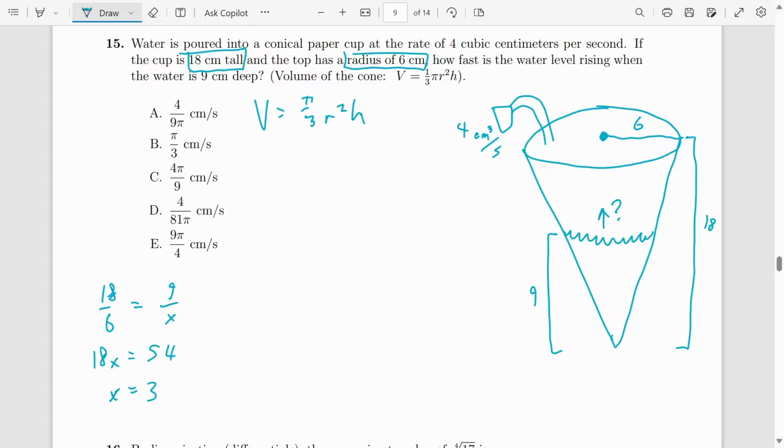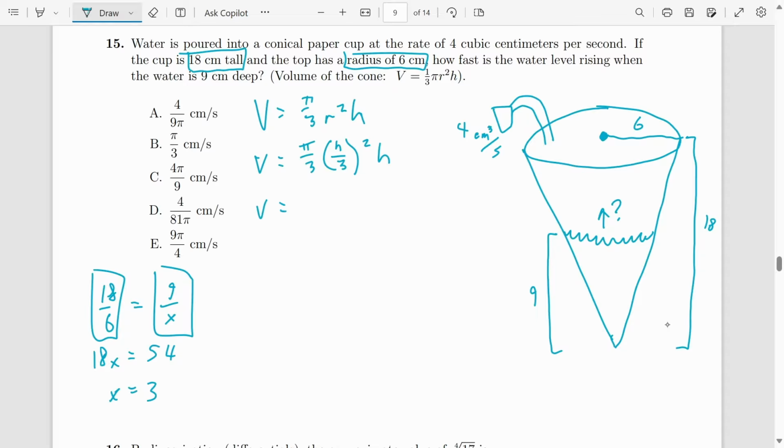So that is the radius of the little cone, and what that also means is that if you look at the ratios here, this is 18/6 and this is 9/3. It must mean that the radius is always 1/3 of the height. So we can rewrite r as 1/3 of h, so h over 3. And that should work for our related rates problem.